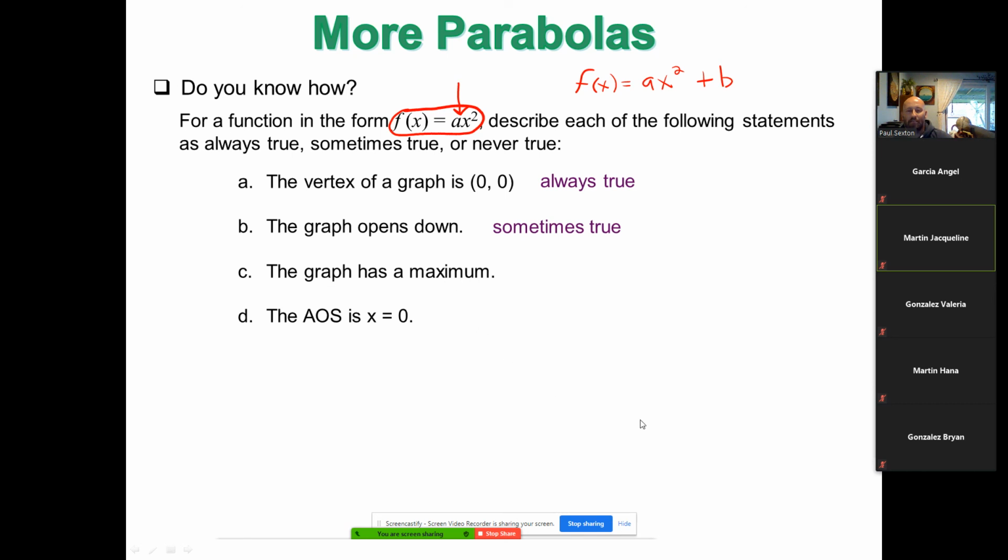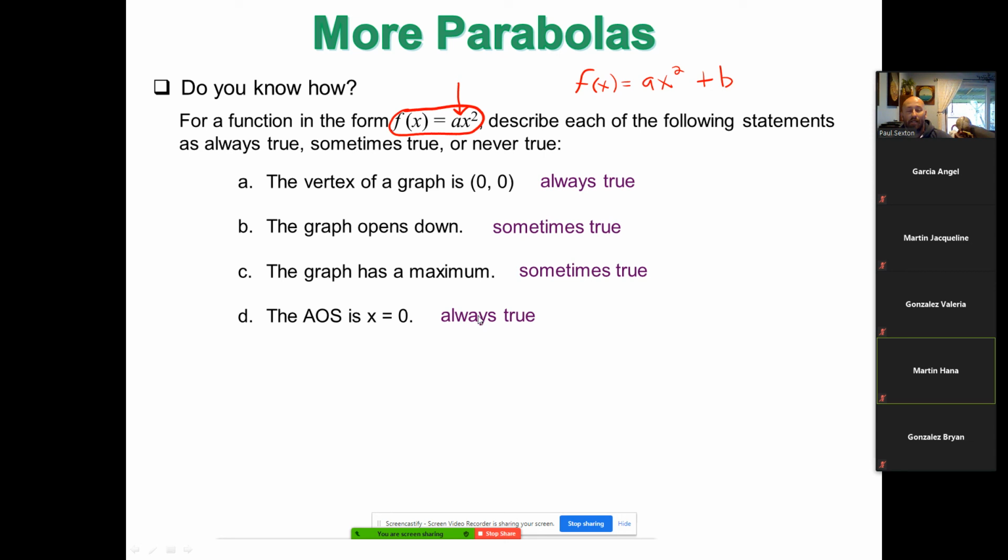The graph has a maximum. Always, sometimes, or never. Sometimes. Only sometimes. There's a connection here. The way the graph opens depicts if it's a maximum. So if it opens down sometimes, then it has a maximum sometimes. And then the AOS is x equals 0. Always. Always. Good job, Hannah.